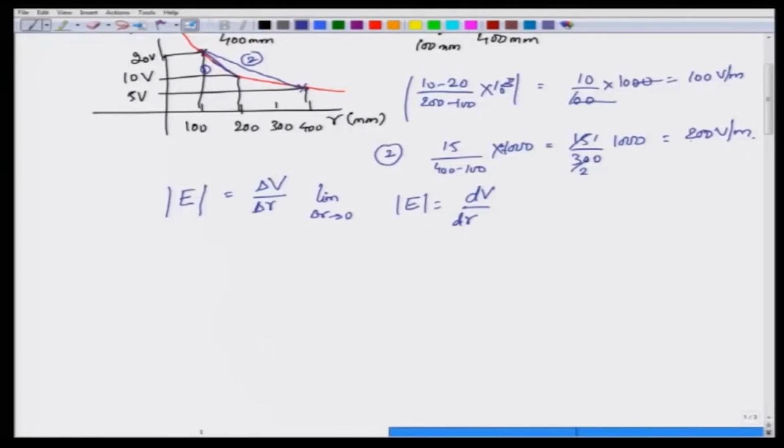I made a small mistake, my student corrected here. This is not 200 volt per meter, this is 50 volt per meter. Yeah, it was obvious, I did not see the division properly. So, this numerical value is 50 volt per meter.